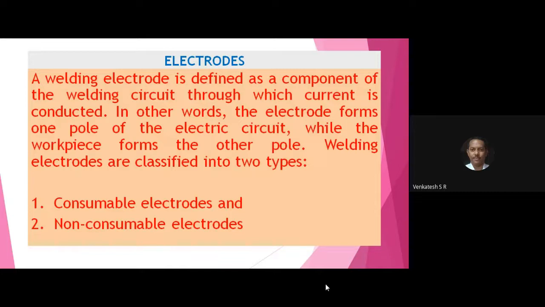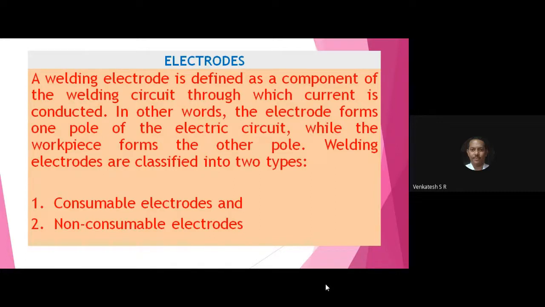Next line, write down: welding electrodes are classified into two types. Remember this in your lifetime. Below that, write down number one, consumable electrodes. Next line, write down number two, non-consumable electrodes. Remember, this is very, very important.